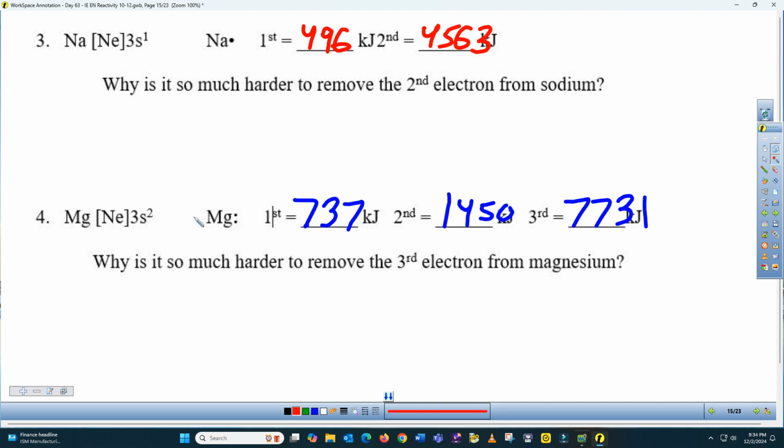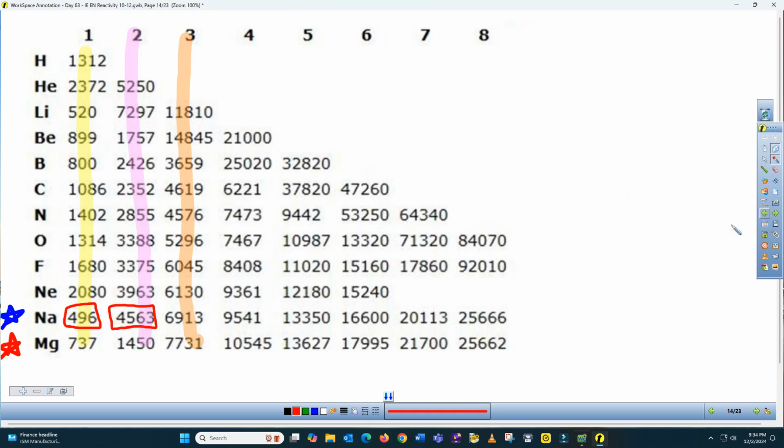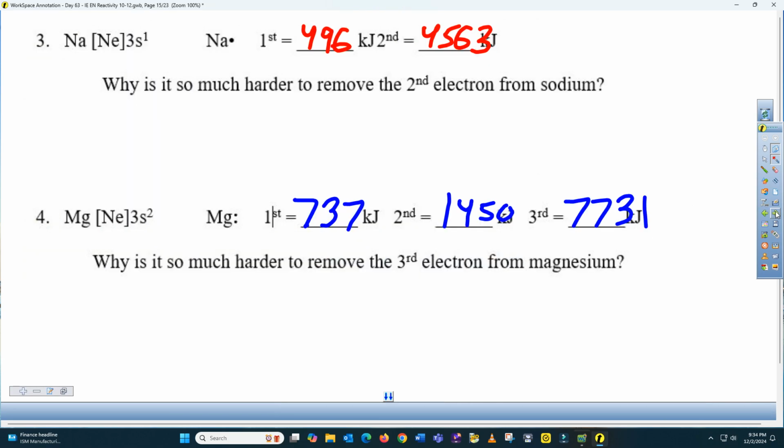So look at magnesium. It takes 737 units of energy to steal a first electron, 1,450 units to steal a second electron. To steal a third electron, it would take 7,731 units of energy. I'm pulling these numbers from right here. That means it is 10 times harder to steal the third electron from magnesium compared to the first, and it's more than 5 times harder to steal the third electron compared to the second. So why is that true?